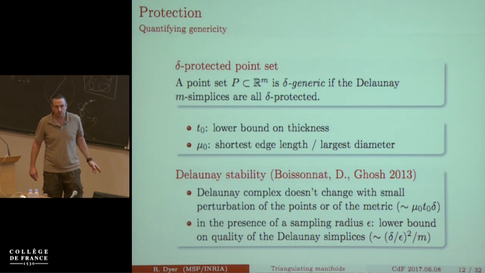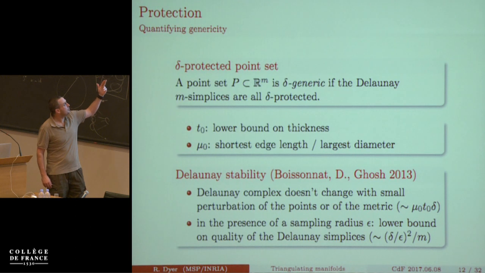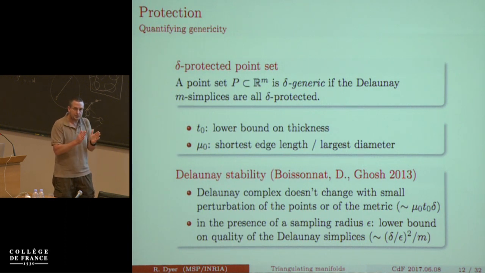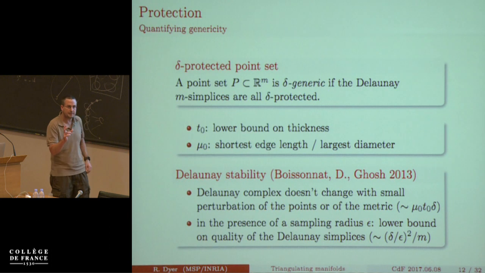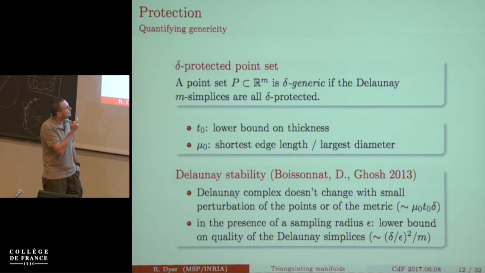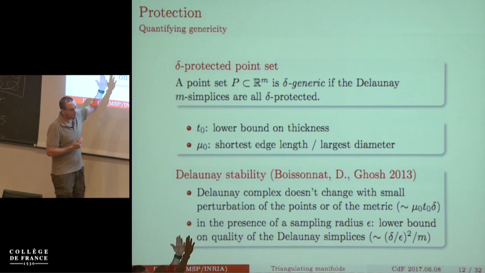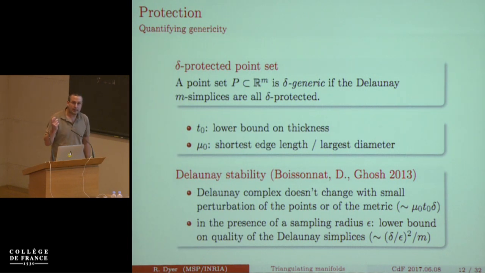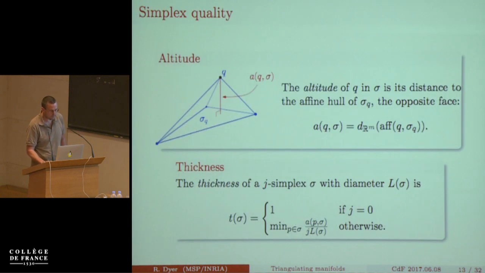T0 is a lower bound on the simplex quality. I'll talk about that next a little bit. And mu0 is a separation parameter: the shortest edge to the longest edge. This is a quantity less than 1. And with protection, I get this stability with respect to perturbations of the points. I can wiggle the points a little bit, or I can even change the metric a little bit, proportional to my protection. And then assuming we have a sampling radius, we can talk about a bound on the quality also. It depends on the square of this quantity.